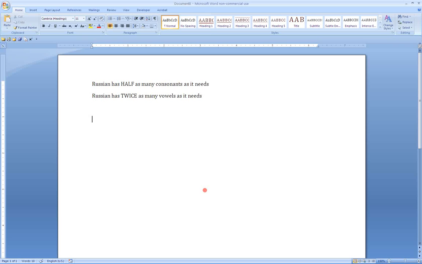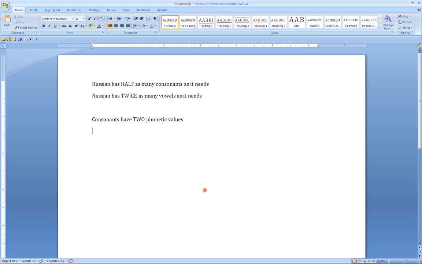So I said here that Russian has half as many consonants as it needs. That's because the majority of consonants in Russian actually have two values, two phonetic values, let's say. That is to say that in English we really only have one D consonant sound, and we really only have one P consonant sound and one N consonant sound. But for most of the consonants in Russian, there are two very distinct, very importantly different consonant sounds. So there are two Ds and two Ts and two Ms and two Ns.